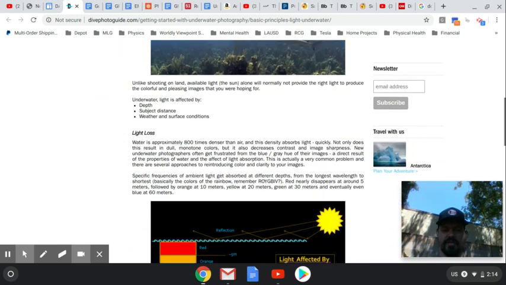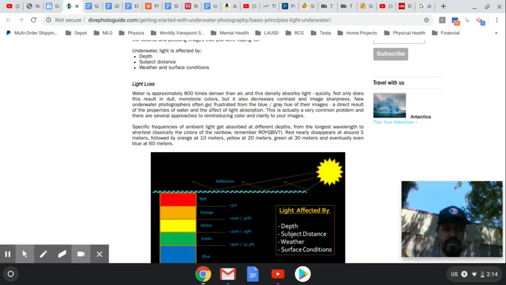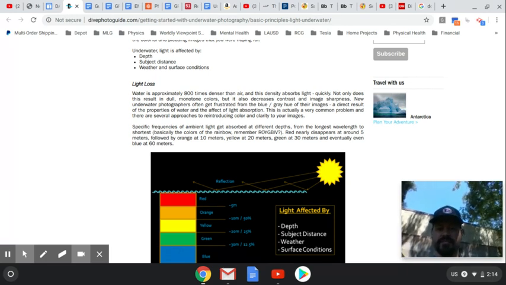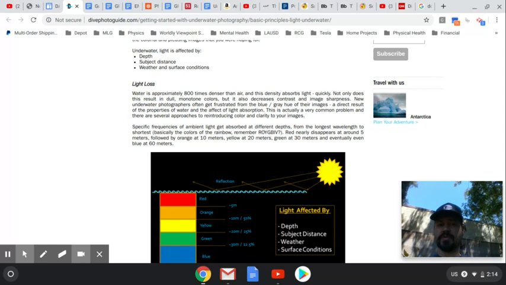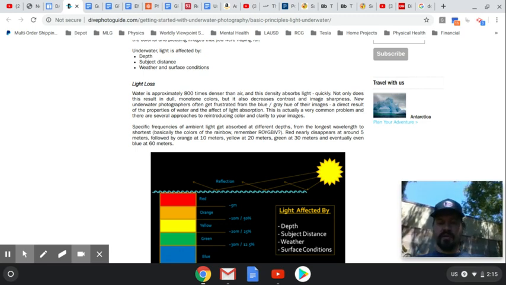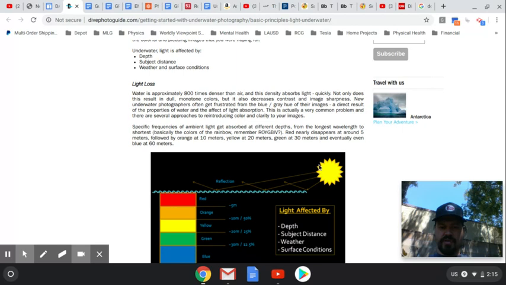If we scroll down a little bit on this link, you'll see that, oh, look at this. Water is 800 times denser than air, and this density absorbs light. And what it actually does is it starts to reflect it or refract it. It bends it because the density is different, and different media, different materials, traveling from one media to another is what causes light to bend. So we see this picture here. Some light gets reflected, and some is going to get refracted, which means it's going to get bent down.